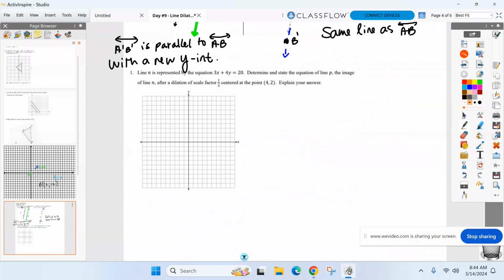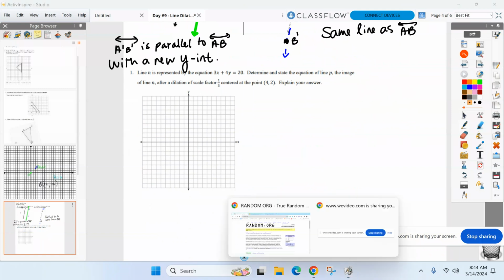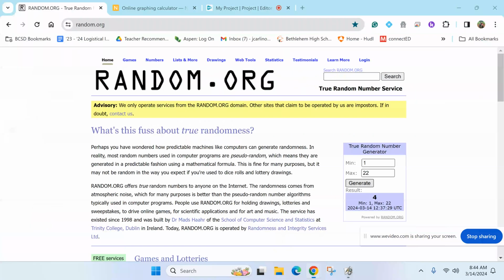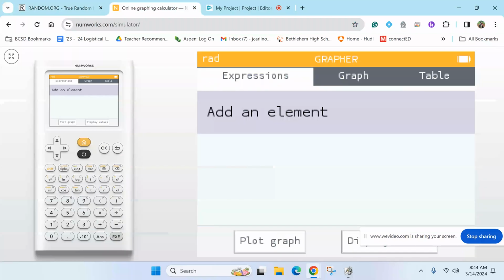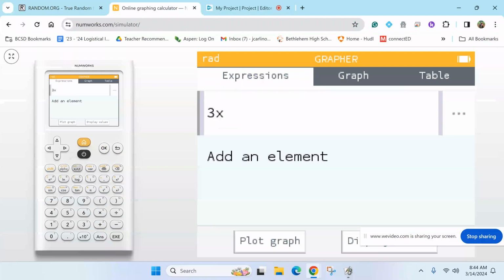Hey, I wish I knew this when we were doing equations of lines way back in unit 3 or 4. Some of you may want to put that in y equals form. You can use your calculator too, remember. If you want to use your calculator, you can go to Grapher. You don't even need to get it into y equals form. You could just type it in, 3x plus 4.